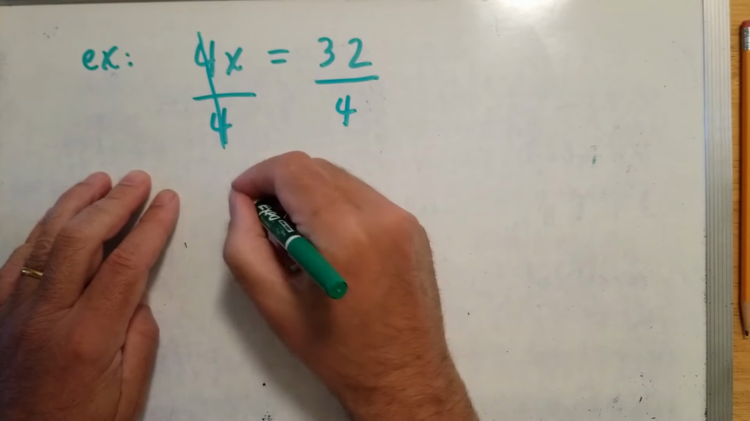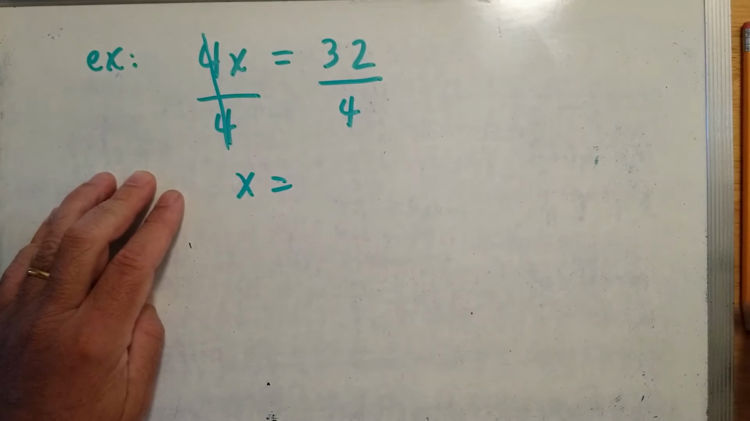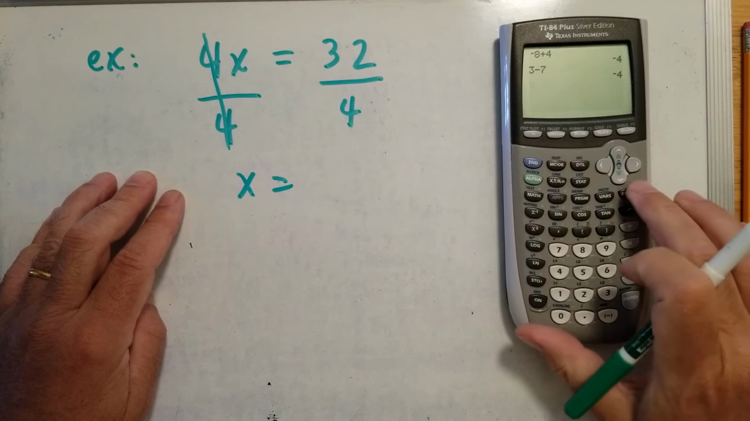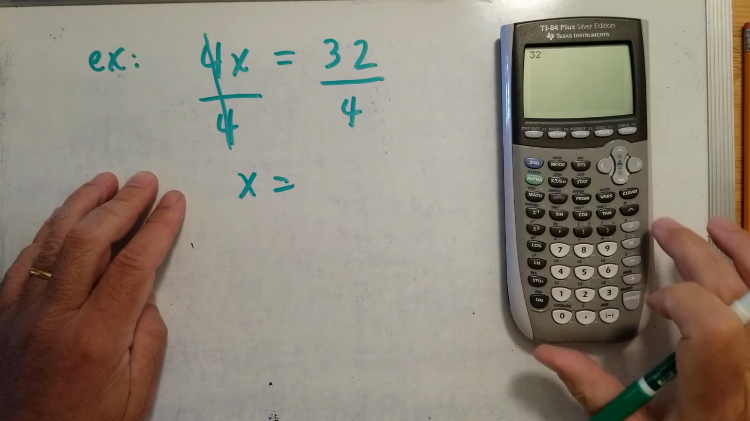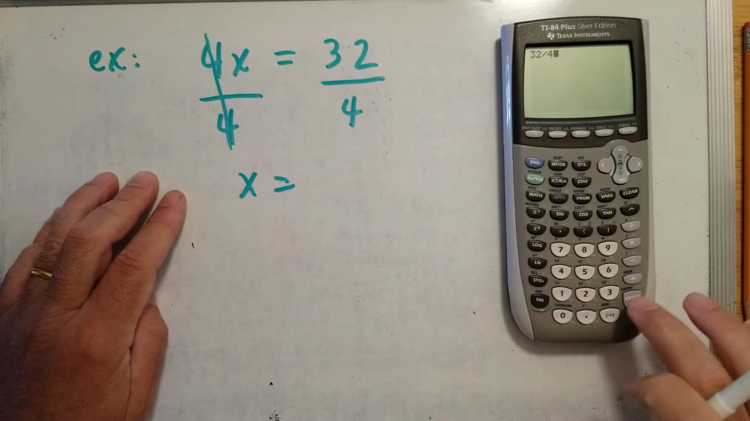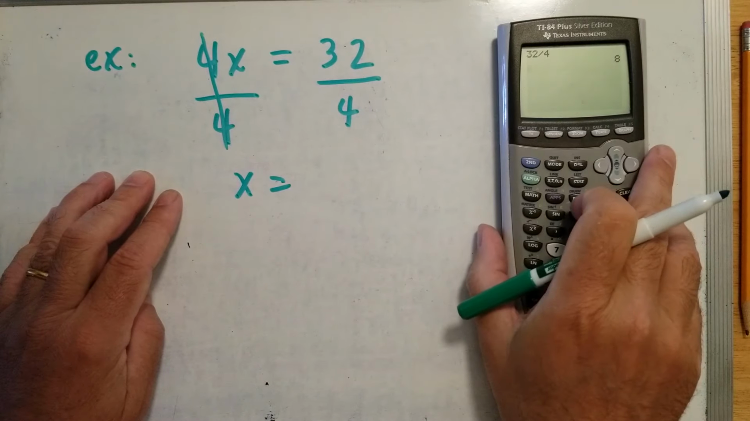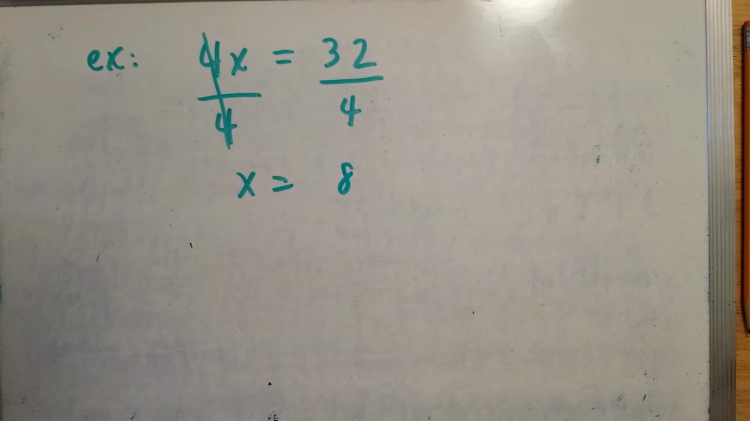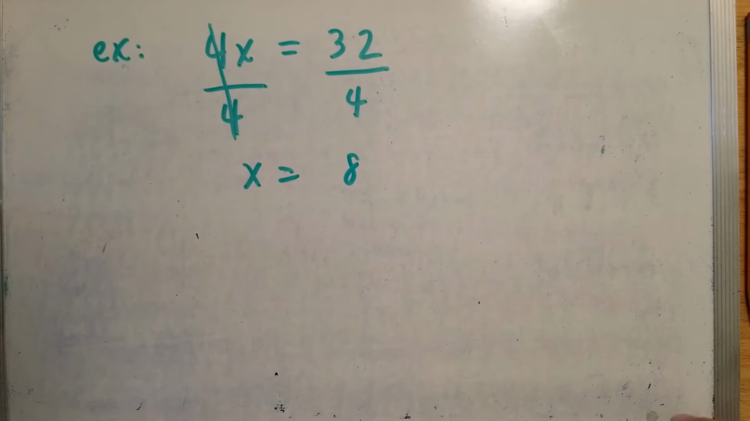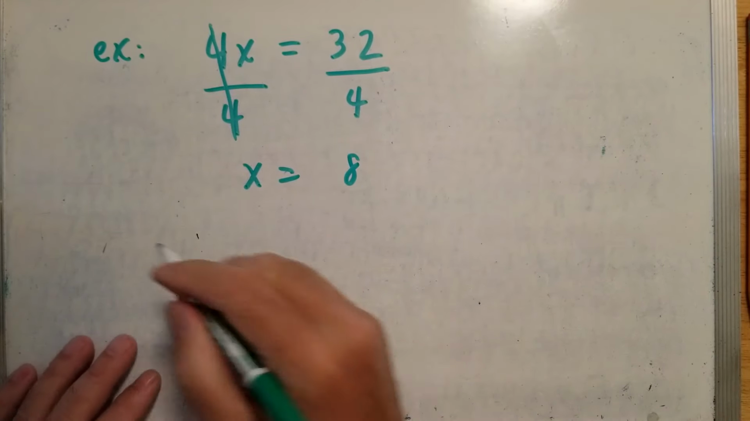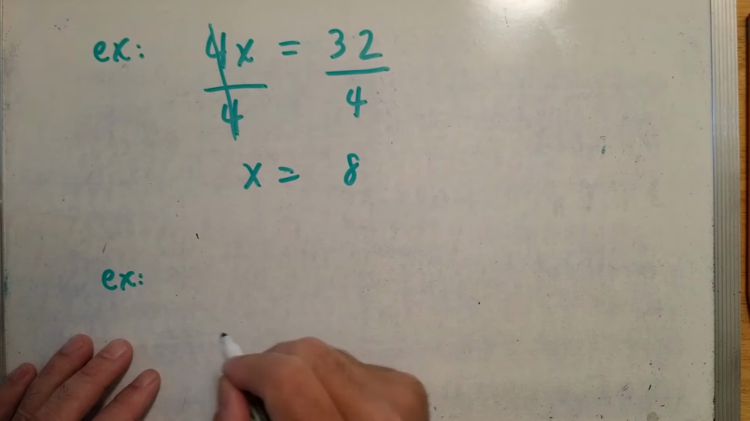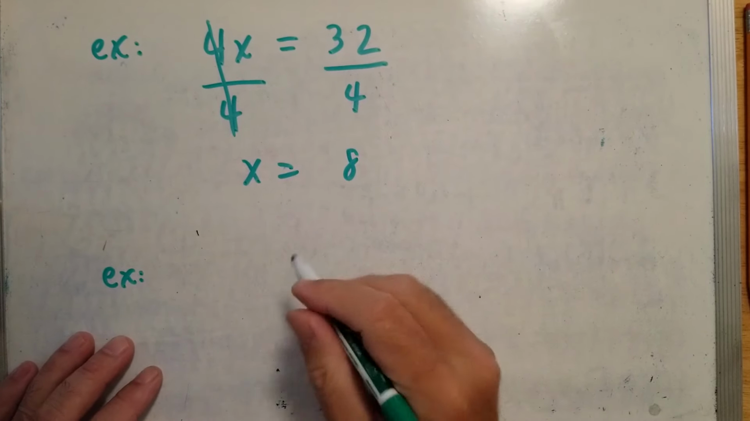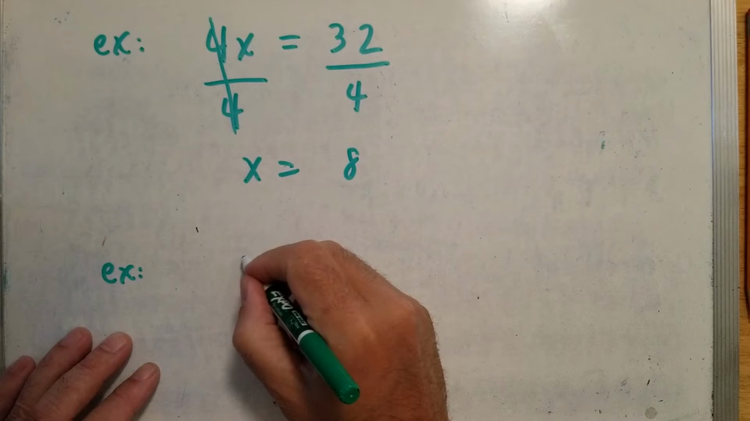These 4's cancel out. 32 divided by 4, again, use the calculator. 32 divided by 4 gives me an answer of 8. So this equation has the answer x equal to 8. Again, sometimes they might put things on the other side and throw in a negative number. Here's another example.